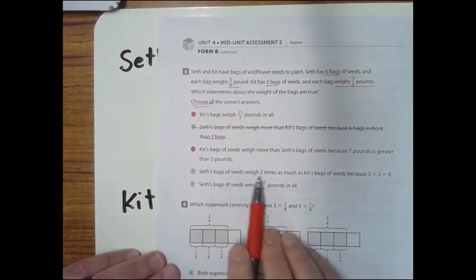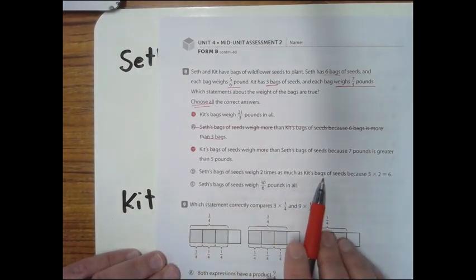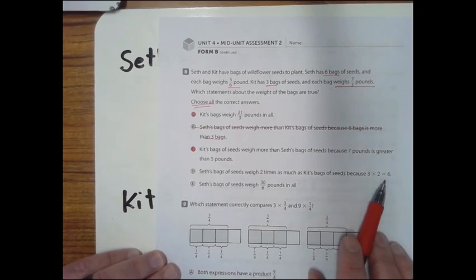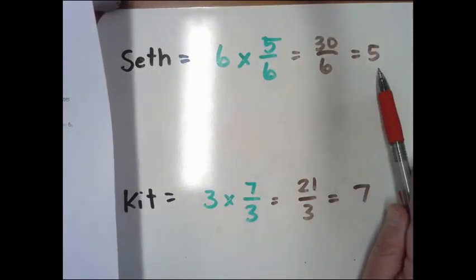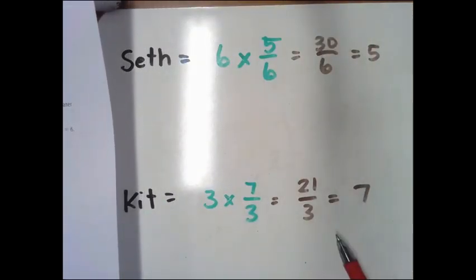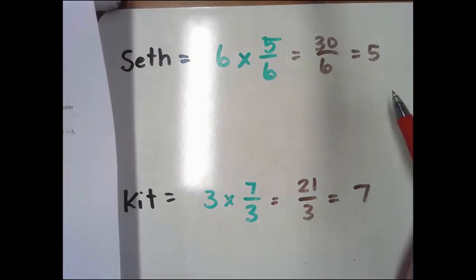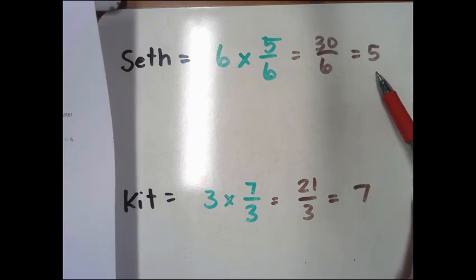Seth's bags of seeds weigh 2 times as much as Kit's bags because 3 times 2 is 6. Well, that's not true, right? Because Seth's bags weighed 5 pounds and Kit's bags weighed 7. If Seth's bags weighed 2 times as much as Kit's, that means that Seth's bags would have to be 14, which is not true. So D is not correct.